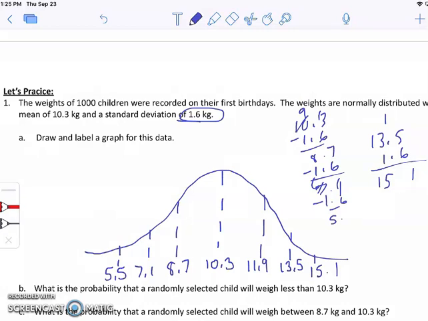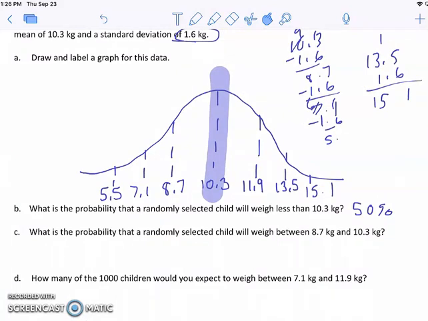Now here's the part where we're going to use the percentage of weights. Looking at this, what is the probability that a child weighs less than 10.3? Well, 10.3 is right here, right in the middle. So that's going to be 50%, because 50% on a bell curve is above and 50% is below. What is the probability that a child weighs between 8.7 and 10.3? That is 1 standard deviation away.